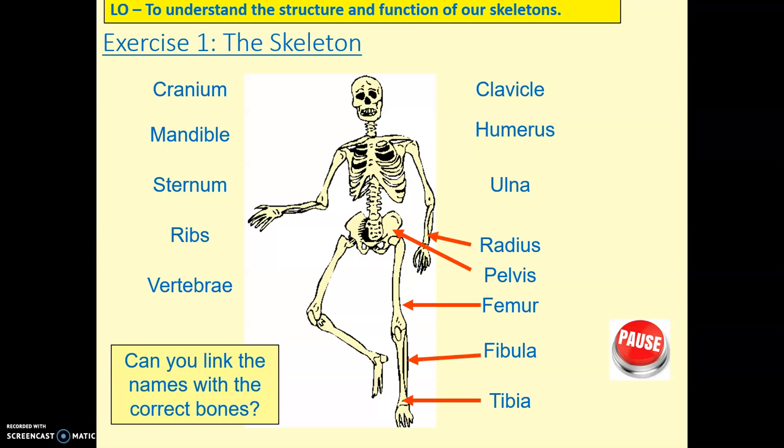The radius is one of the arm bones below our elbow. The ulna is the one behind that. Humerus is the arm bone above the elbow. And a clavicle is just a shoulder blade. It's where our shoulder blade will be. The cranium, that's just our skull. The mandible is just a lower jaw.